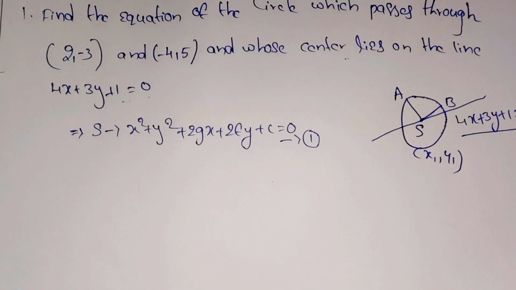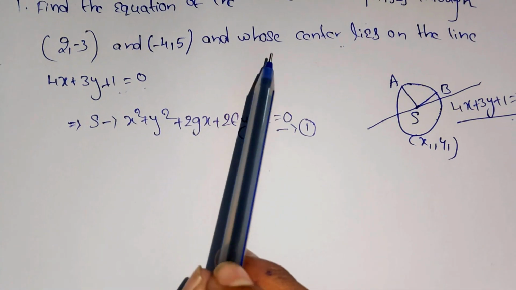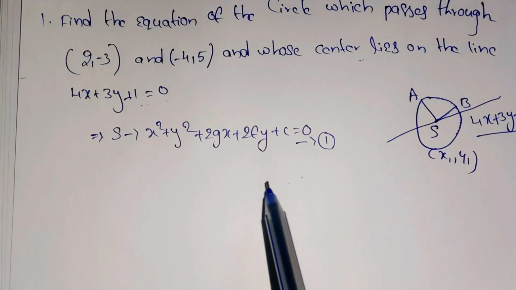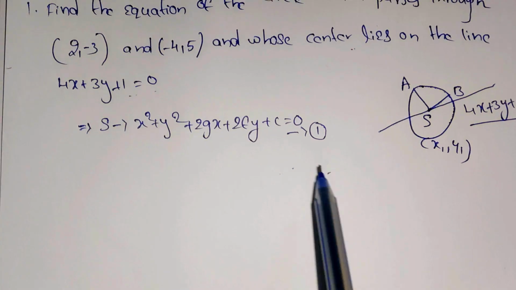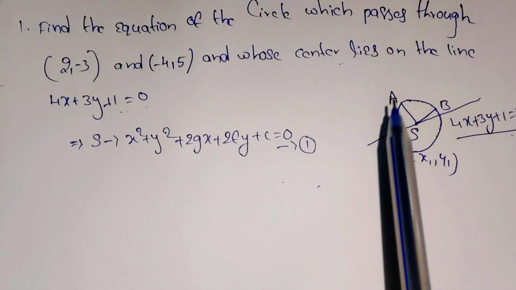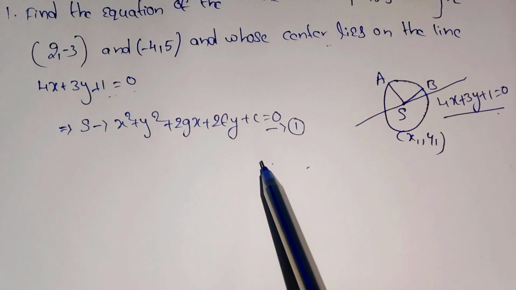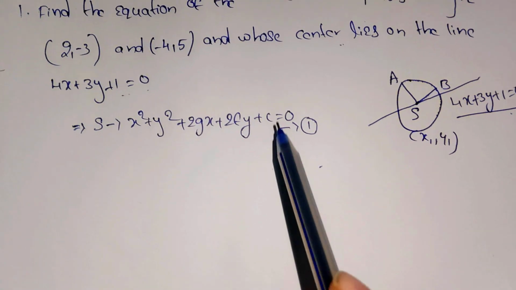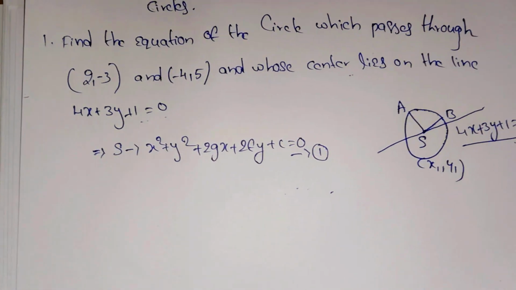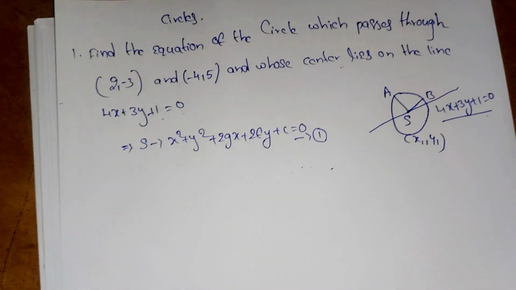So this is one method. Another method is to take the general equation of the circle S = 0 and substitute the point values in S = 0, and we get the g, f, c values. After solving, we substitute those g, f, c values in the general equation of the circle. So we get the required circle equation. First of all, we will find the solution by method 1.